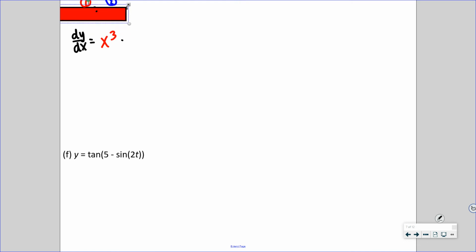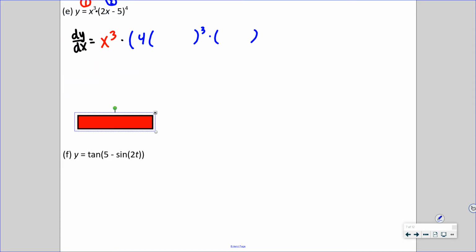Think of it as you have red box to the power of 4. So it would be 4 red box cubed times the derivative of the red box. All right, what's in that red box? It's 2x minus 5. Chain rule, times the derivative of the inside, which is just 2.